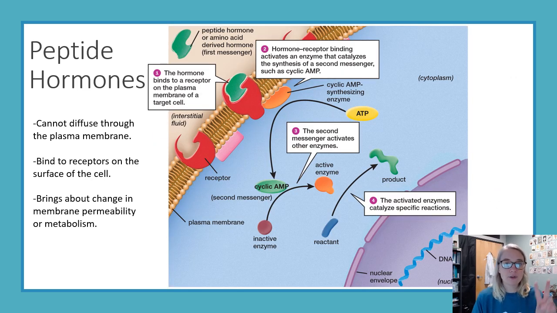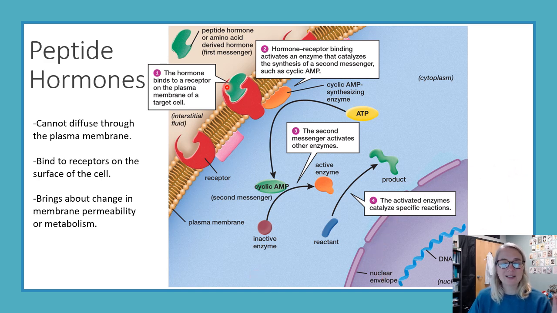Compare that to the other two classes of our peptide hormones, like our insulin or epinephrine. They're going to function this way. So again, here's our setting. The tan space is outside of the cell. That's the interstitial fluid. The blue space is the cytoplasm. The purple space is the nucleus.